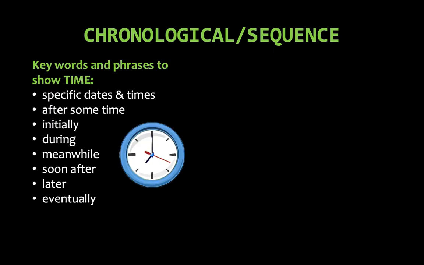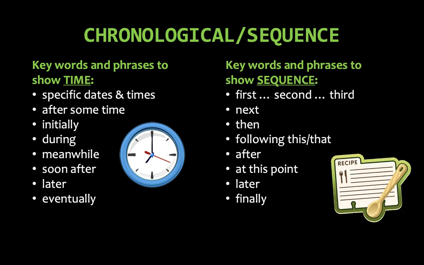When writing or reading a chronological article or sequential article, some key words that might pop out that would indicate you're reading a chronological text would be specific times and dates, initially, during, soon after, eventually. And here are some key words and phrases that you might see when reading about a sequential topic. First, second, third, next, then, following this, after, later, finally.